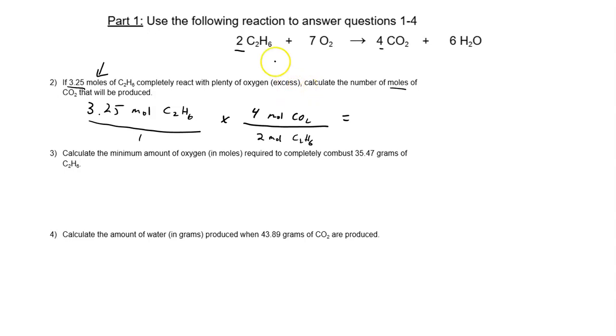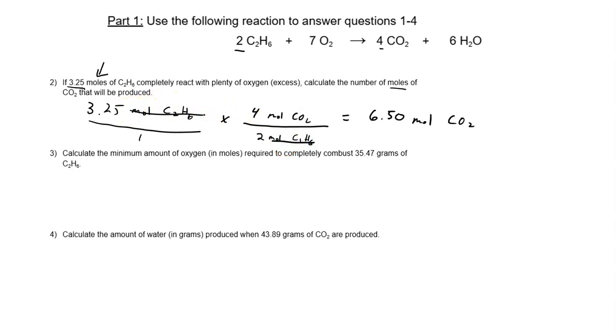And then all I'm doing essentially is multiplying 3.25 times 4 over 2, or 3.25 times 2, and I should get 6.50 moles CO2, right? And I get to do the fun part of canceling out that part.